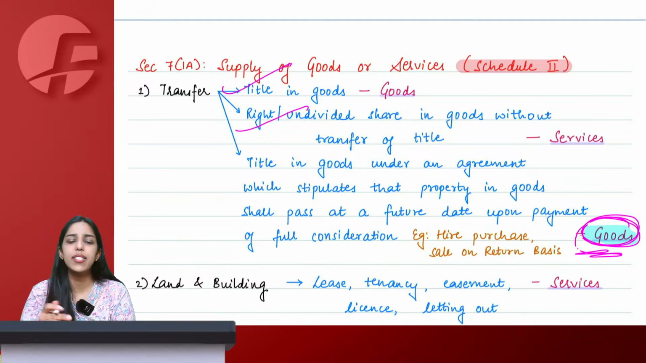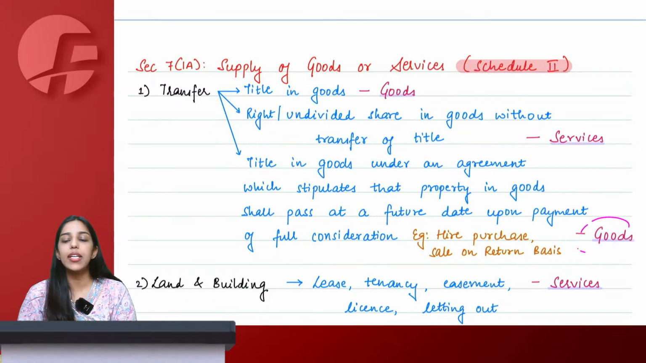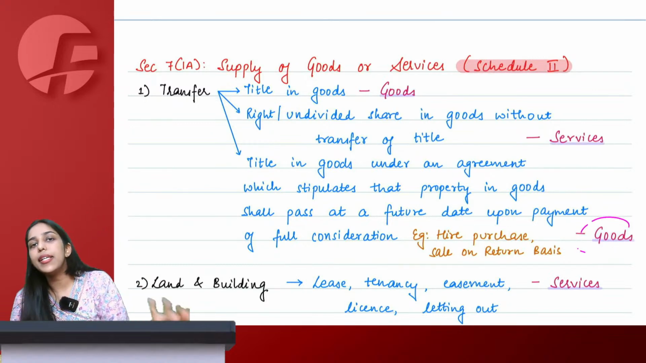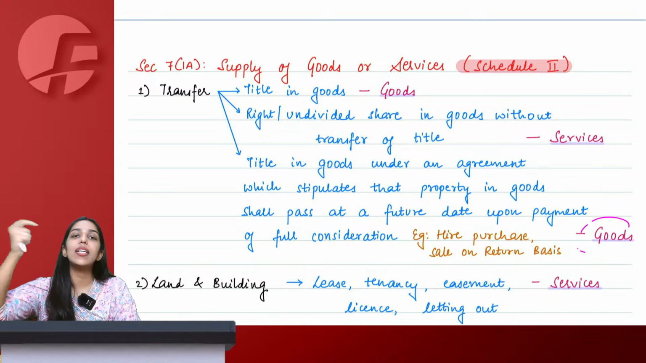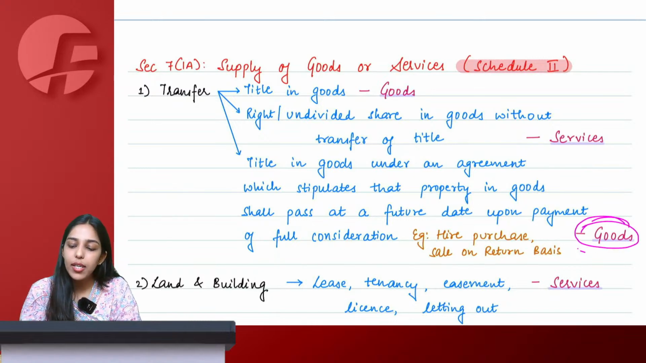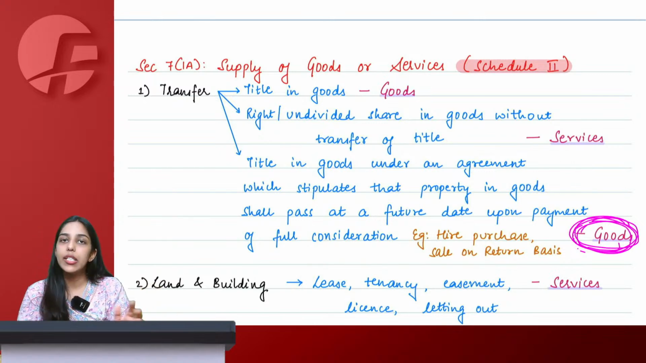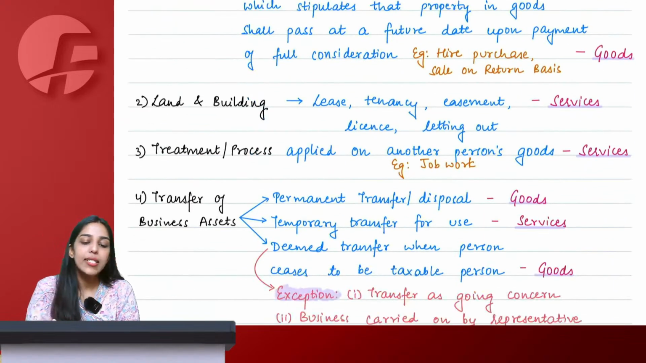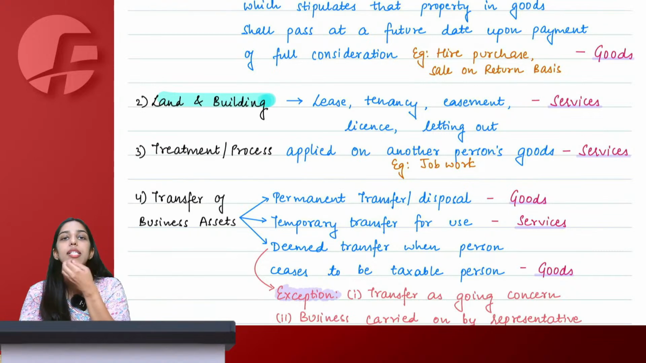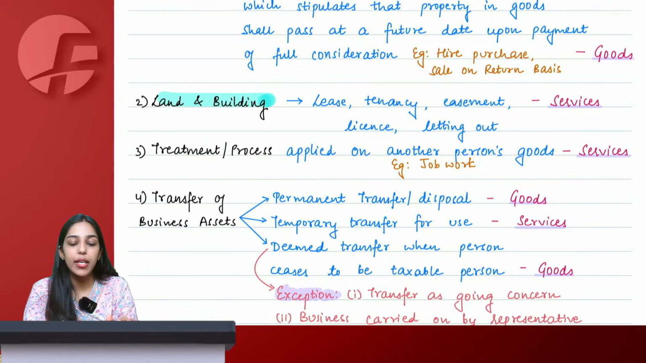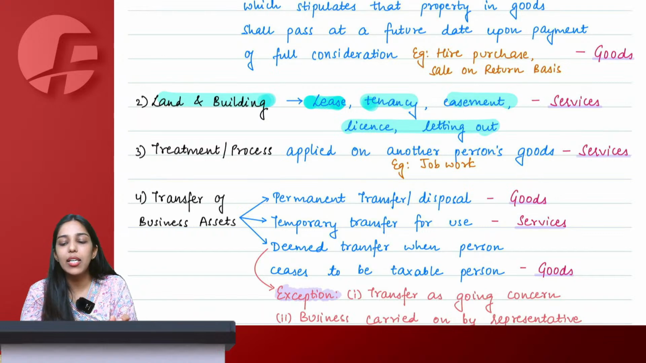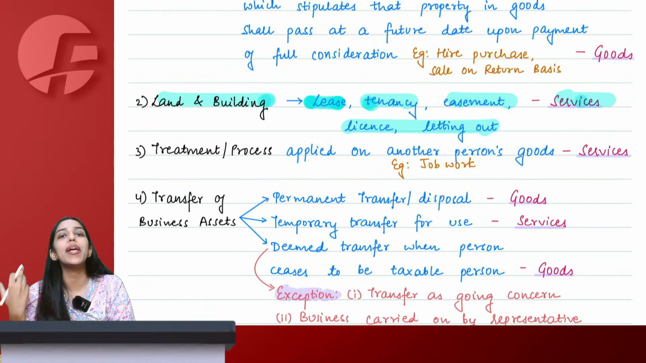Point 1 and 2 are very simple. Point 1 simply says giving entire title in goods, giving only right, services. Giving right today, title at a future date, still will be considered as goods only because the intention is, if not today, at a future date, to give you title also. Sale of land and building is not covered under GST, but giving the land and building on lease, tenancy, easement, letting out, it is all supply of service, no need to explain.